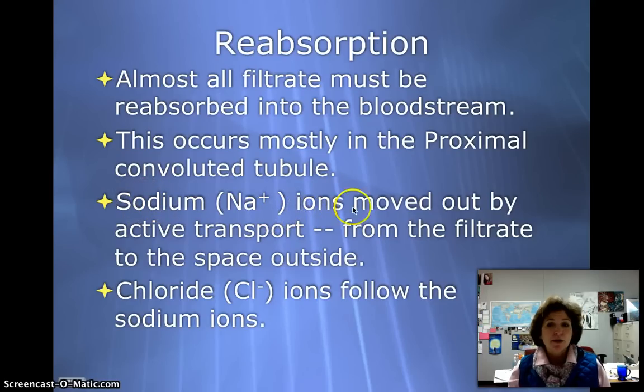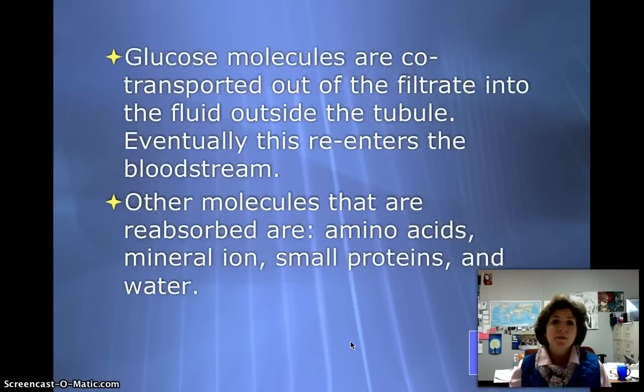Some of the things that are reabsorbed: we start off with our sodium ions. They move out by active transport. Chloride ions are always going to follow. Here our sodium ions are positive and our chlorides are negative, so they follow to balance out the ionic difference. Glucose molecules are co-transported out of the filtrate into the fluid outside the tubule, and eventually those are going to re-enter the bloodstream.